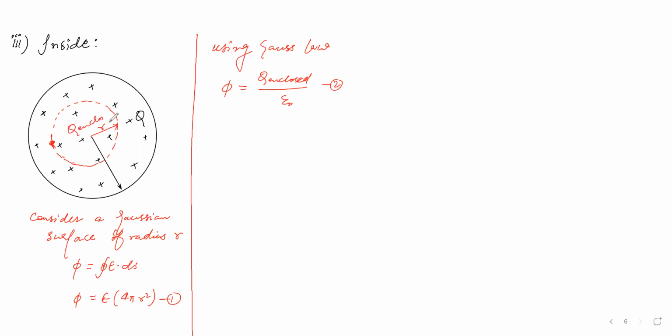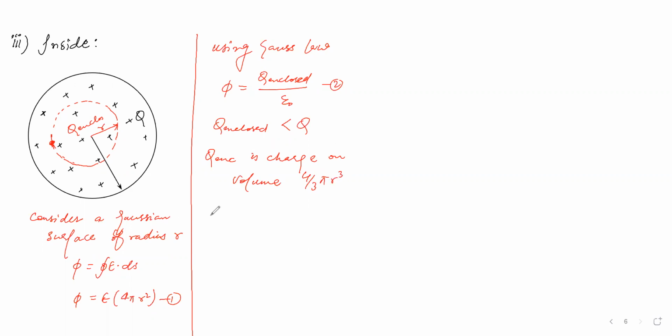Can you tell me, is Q enclosed greater than Q or less than Q? Q enclosed is less than capital Q. Are you clear? Yes, sir. So what will be the volume of that amount of charge which is Q enclosed? It will be charge on volume. What is the volume of this Gaussian area? 4 by 3 pi r cube.